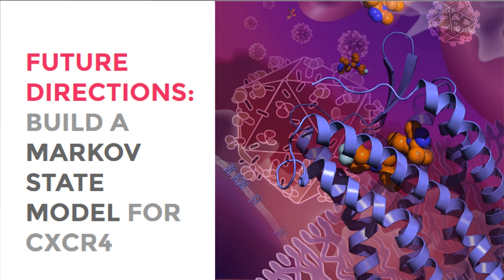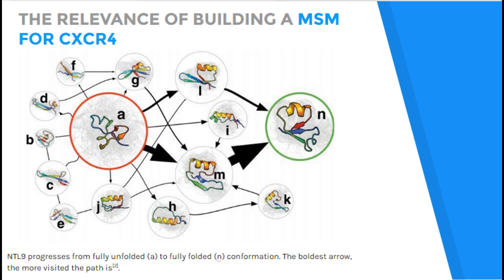The second part will be to build a Markov state model, MSM, for CXCR4. But what is an MSM and why is it so important to build one? Every protein has many states and also many states between those states. However, the most important one that we're interested in finding in our system for a longer period of time is the inactive state because, as I mentioned before, we're looking to find druggable pockets in the inactive state. And building a Markov state model will give us valuable insight into this.